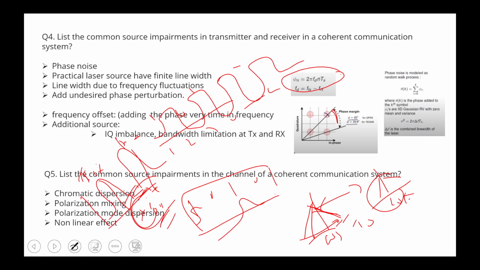In a channel we have chromatic dispersion due to the fiber material, intermodal or intramodal polarization mixing, due to the nonlinearity of the fiber four-wave mixing, polarization mode dispersion, single polarization mode or some other modes, and nonlinear effects in the fiber. These are responsible for the source impairments in the channel in coherent communication. So these four components are responsible for the common source.